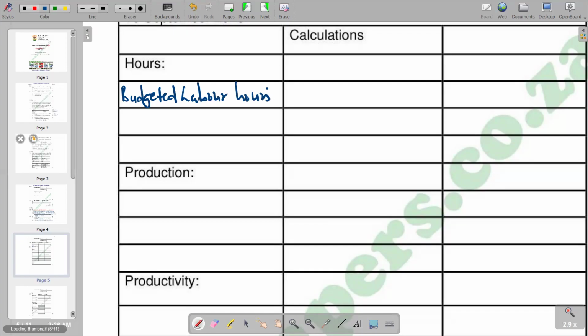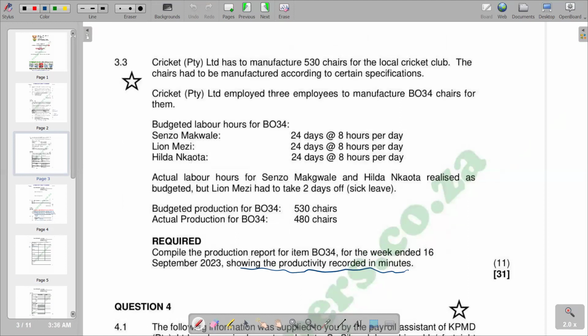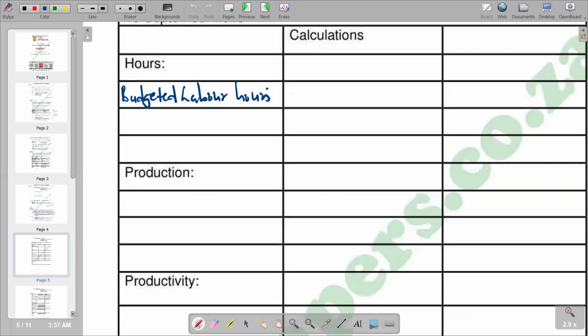So on budgeted labor hours, we go to the information given. We are saying 24 days, 8 hours per day. So we're going to say 24 multiplied by 8 hours, 24 days with 8 hours per day. But this is applied to three people, 1, 2, 3. So we multiply by three to get the budgeted labor hours.